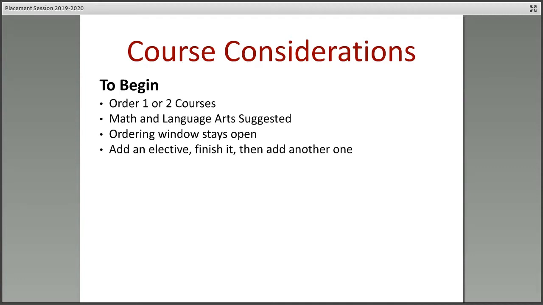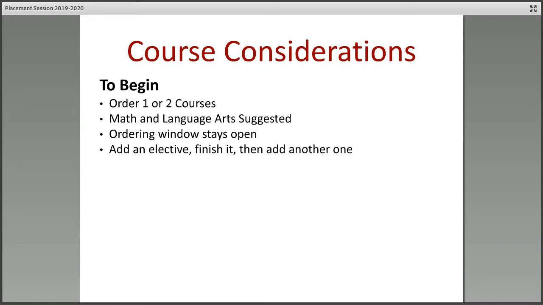As you decide on your courses, we want you to think about these considerations. As you begin, we ask you to order 1 to 2 courses. This allows you to get your feet wet and figure out how things are going to work and get a good routine and schedule down before you order other courses. The first 2 courses that we suggest you start with are Math and Language Arts. You do have the option to add other courses throughout the year because our ordering window stays open.